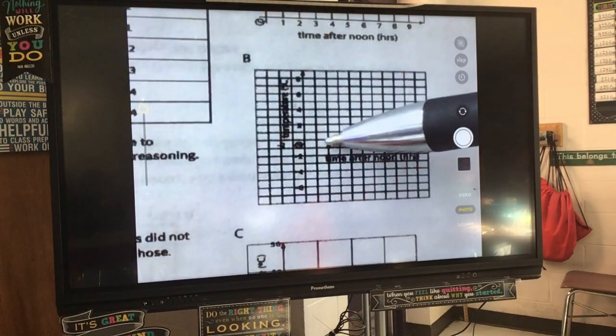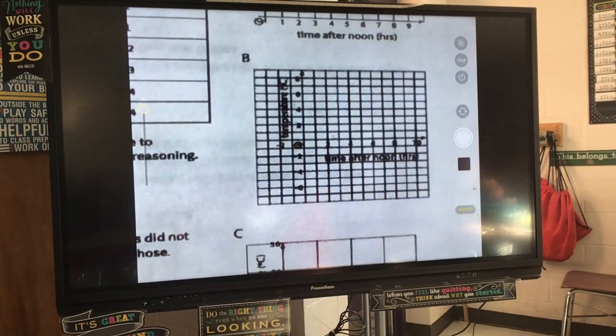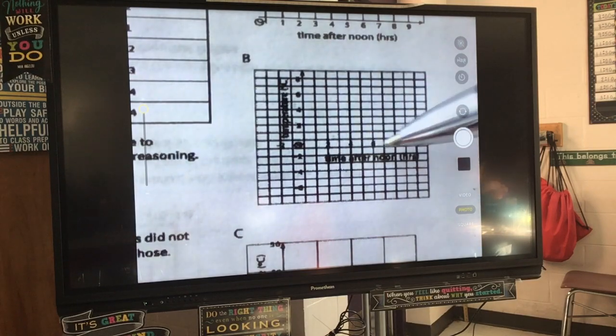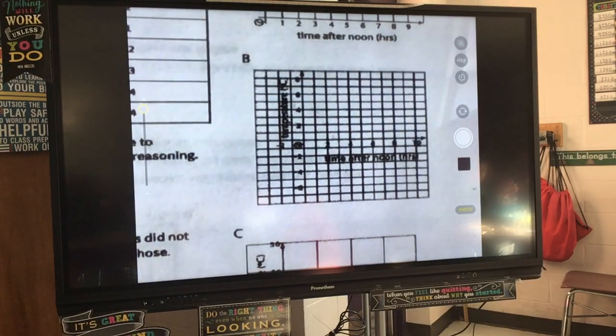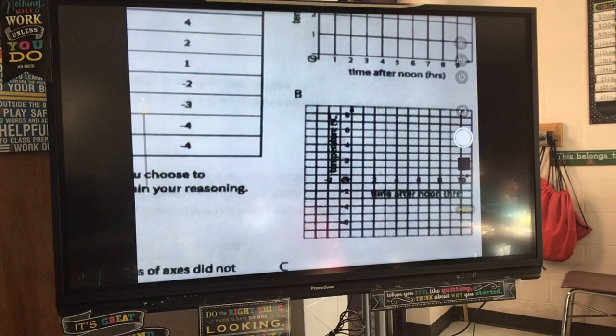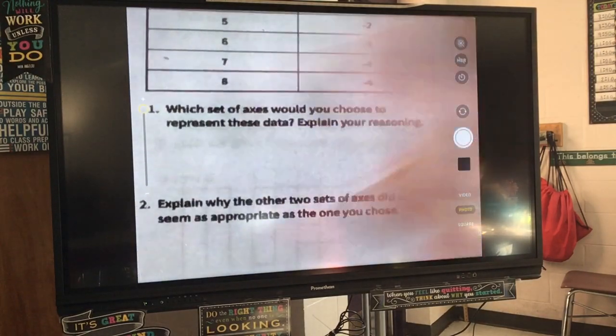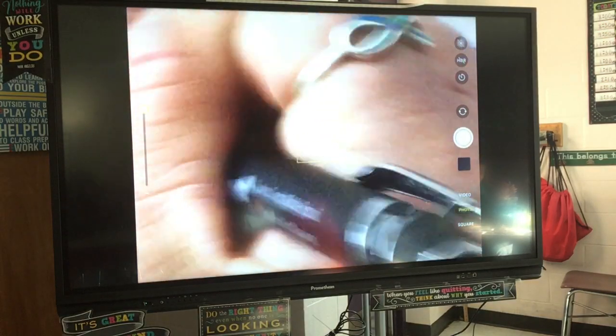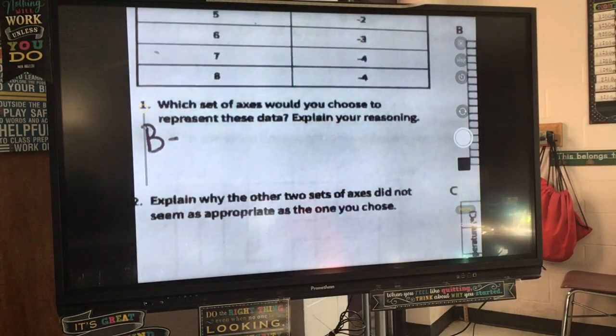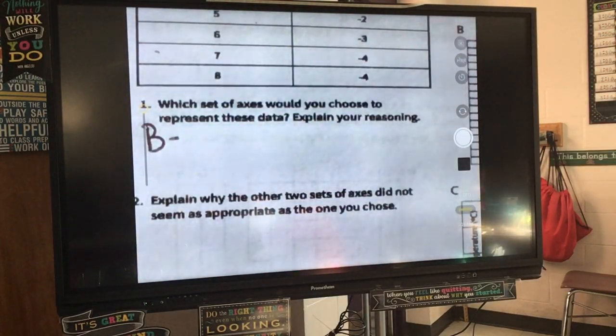So B is the best graph, and I know that it's sloppy and I know it's small, but it's essentially going up by 2. So it's 2, well actually it's going up by 1s, but the numbers are 2, 4, 6, 8, and 10 on there. Alright, so the explanation, if I can get one from someone who picked B, why is B the best? Patty?